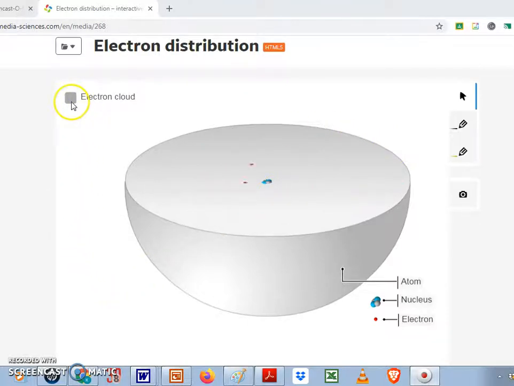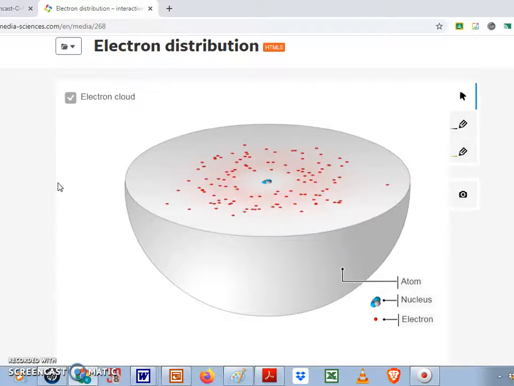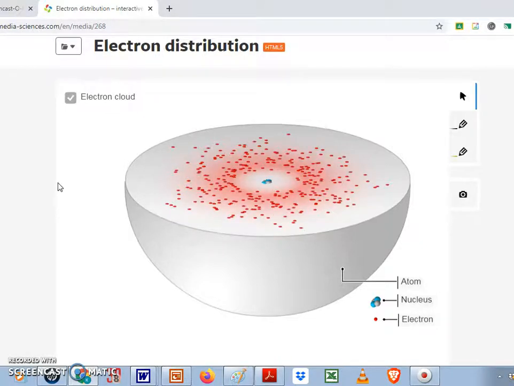Now, here I'm going to click on this where it says Electron Cloud, so it's sort of going to freeze these snapshots in time. You're going to see them build up as what's called a probability distribution. It's the same picture as before, except we're freezing all those moments in time and overlapping them, superimposing the image of where the electron is at any given moment in time, so we can see where it most likely appears to be. And you can see it's forming this hazy sort of cloud, and the vast majority of them are right here.